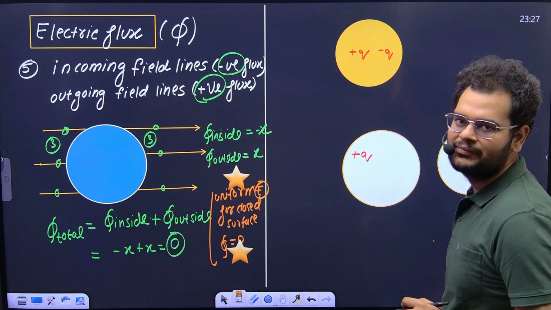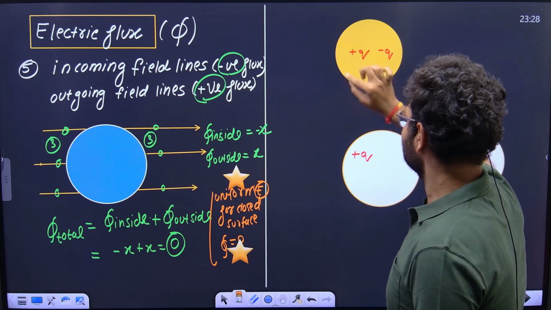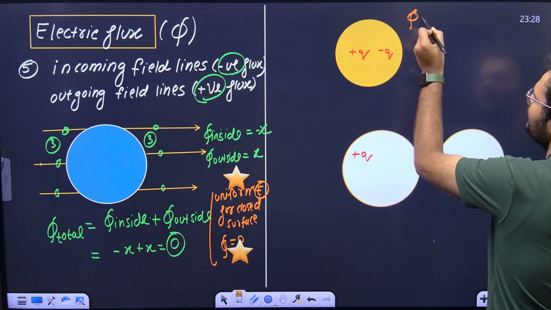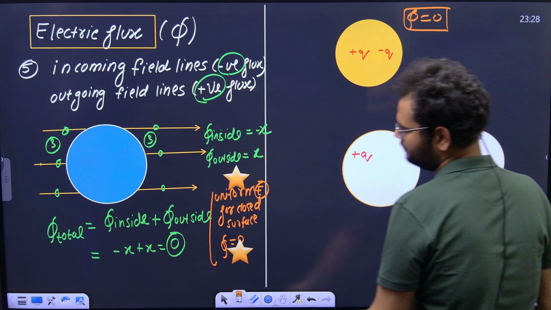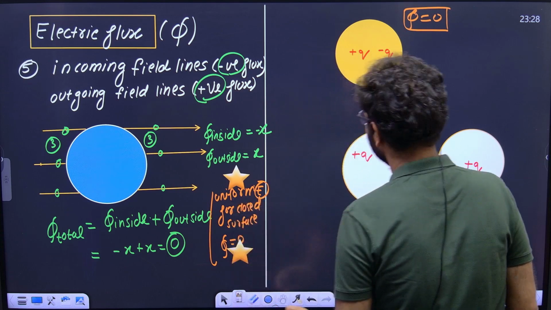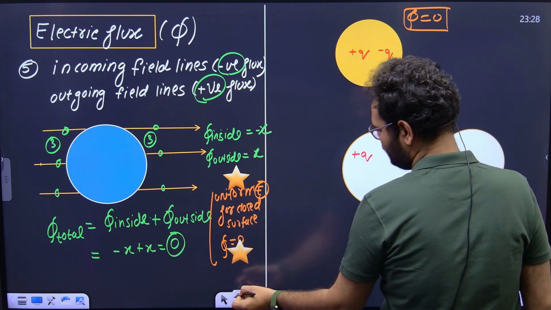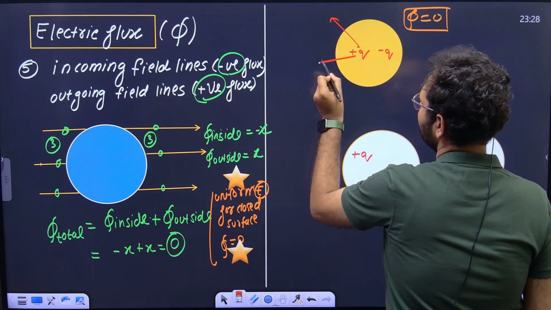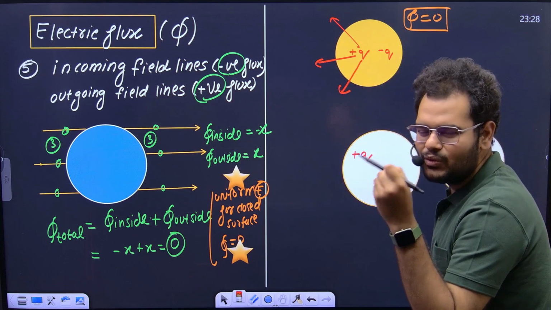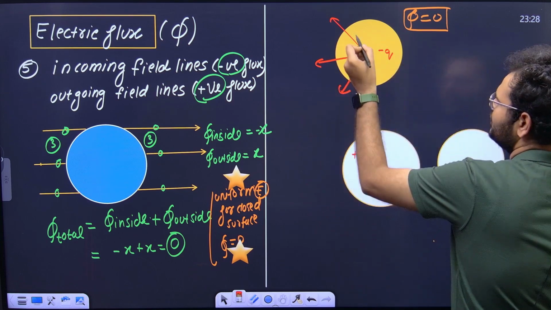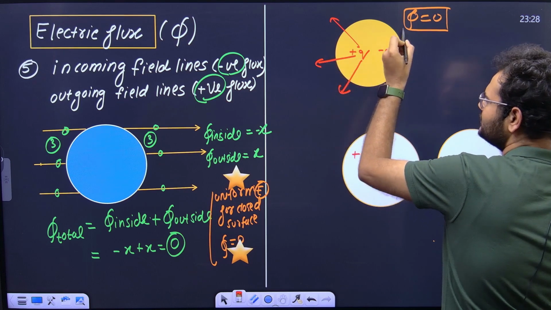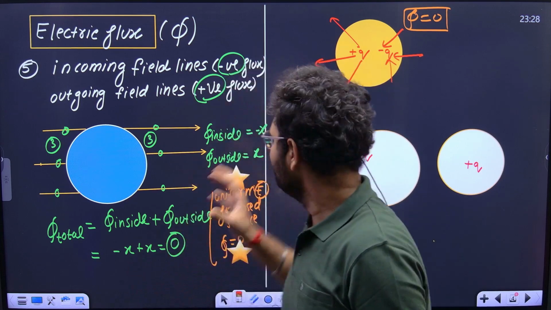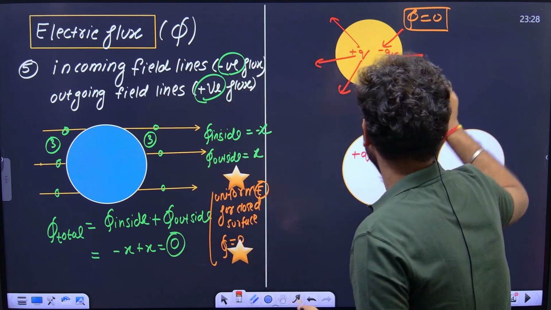Let us take this example. This is again a solid sphere. Can you tell me what the flux through this surface is? Yes, the answer is 0 here. Why 0? You tell me. Actually flux is 0 because, if I take the positive charge, its field will be outside, right? And since the positive charge is equal in magnitude to the negative charge, whatever number of field lines are going outside, the same number of field lines will come inside. So the number of field lines going out and coming in are the same.